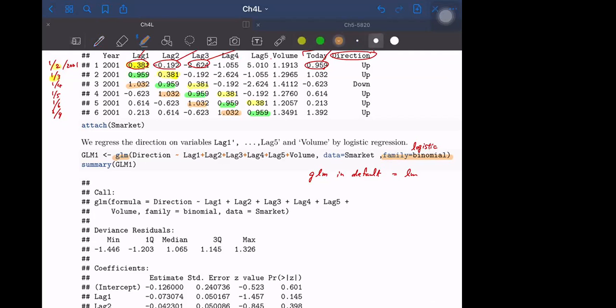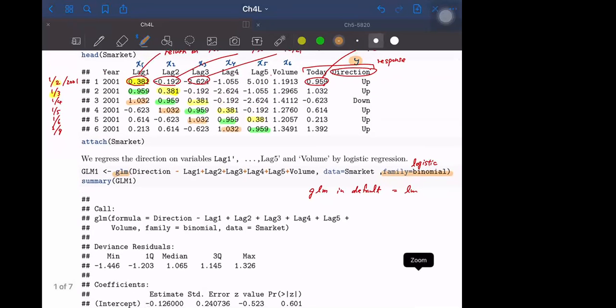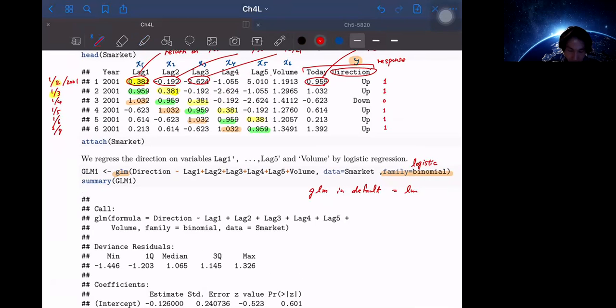Sorry, yes, professor. About the response variable, I think it should be 1, 0 or something like that, because R doesn't recognize up and down as yes or no. Yeah, I think we have to code it in some way. So basically the up, down is a factor variable. Probably R will recognize this as 1, 2, maybe, I don't know, but this is a factor variable.